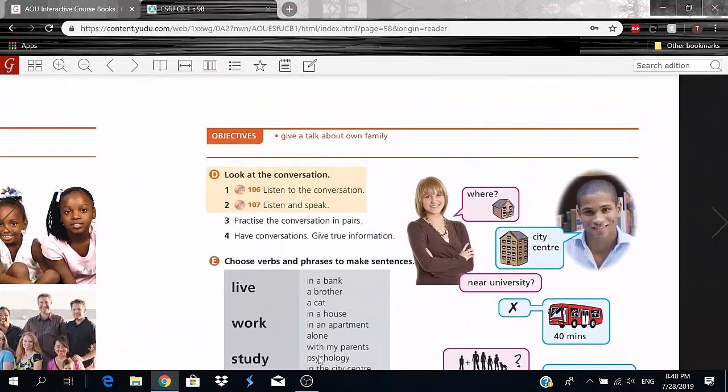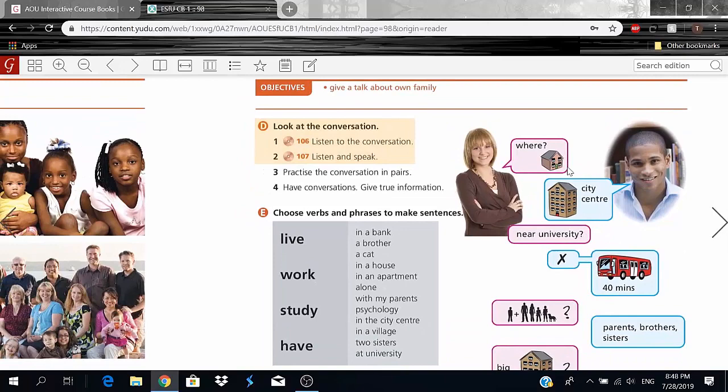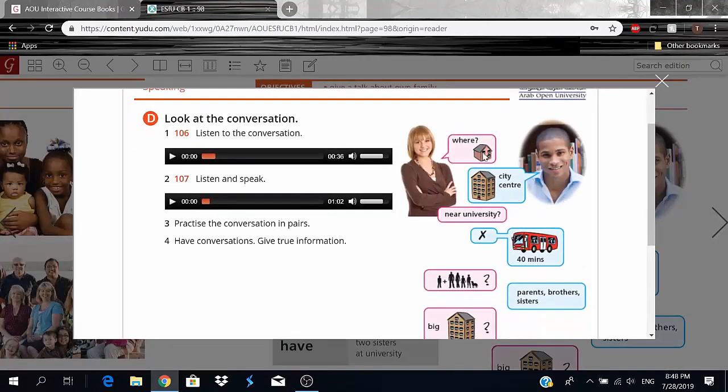Now let us move on. Here we have, look at the conversation, listen to the conversation, and then listen and speak. Okay, so I can already tell from the pictures here. Actually, let me open this up. And there are two people talking. I'm guessing about location and where does he live. So let's listen to it.